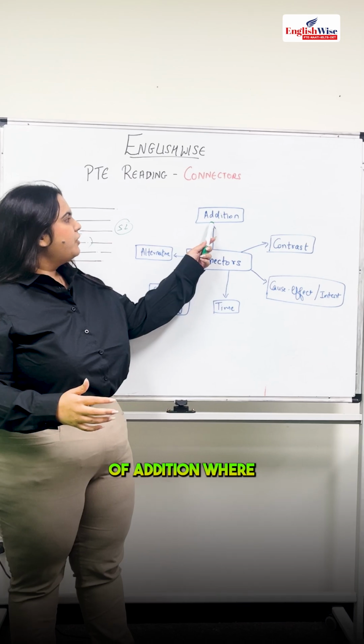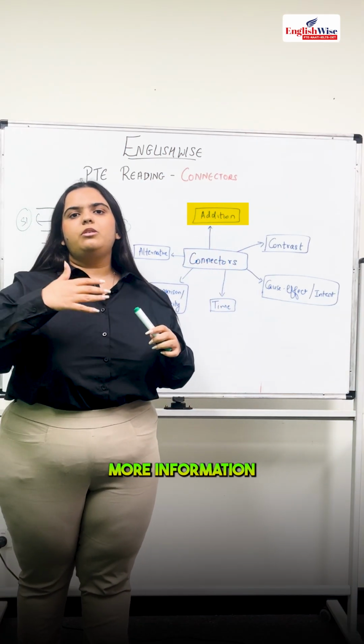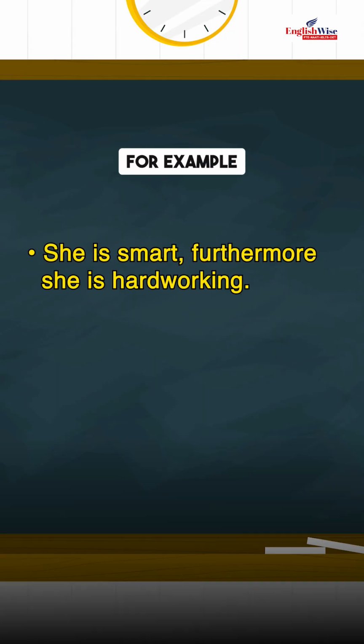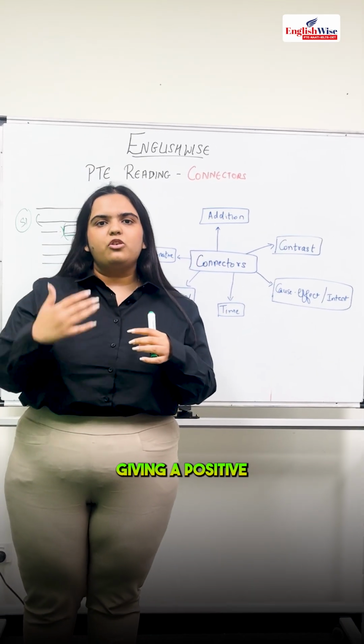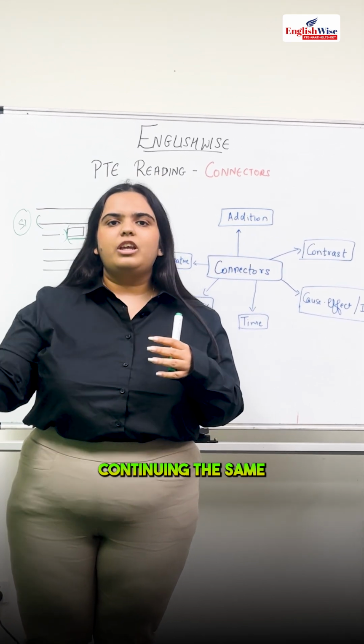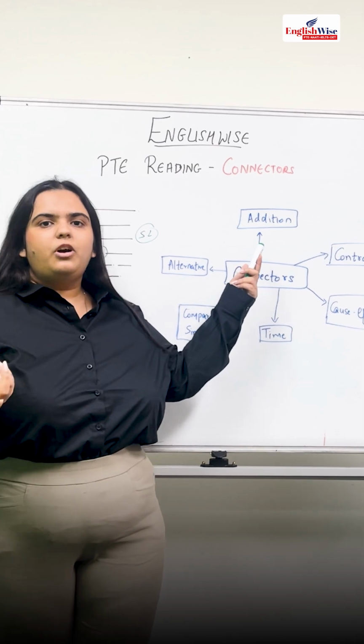You have connectors of addition, where you will be speaking about the same thing and you will be continuing more information about the same thing. For example, she is smart, furthermore, she is hardworking. So over here, I am giving a positive characteristics of a girl and I am continuing the same story. So I will put a connector of addition, example, furthermore.